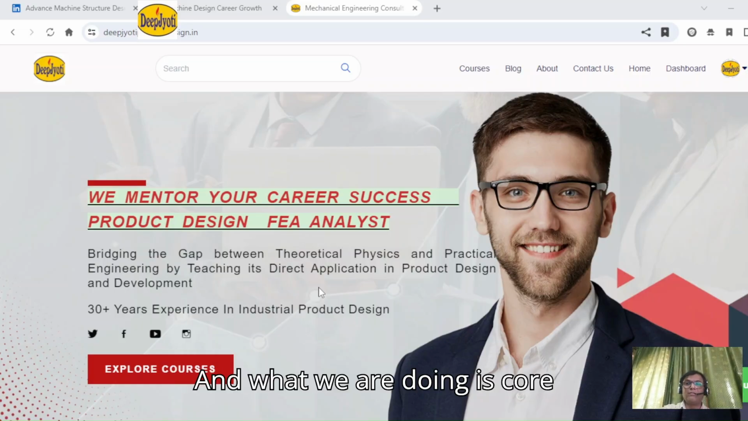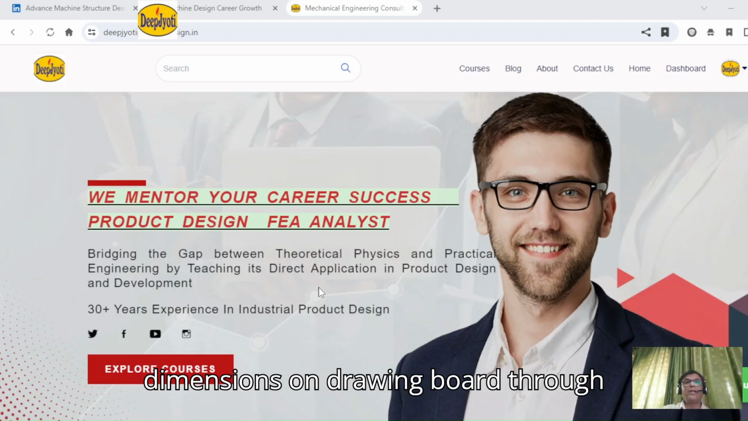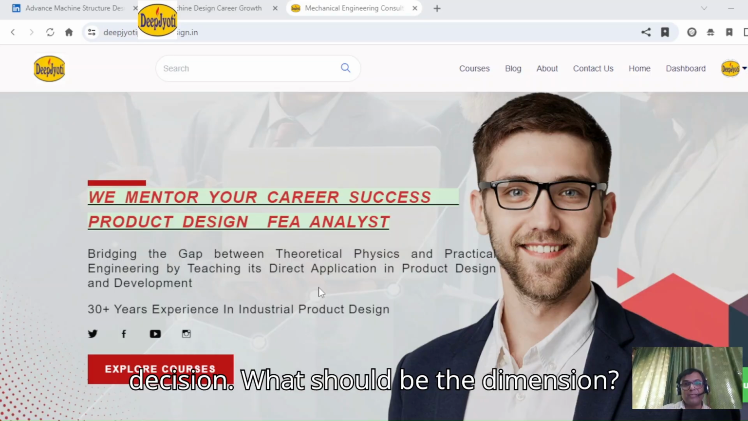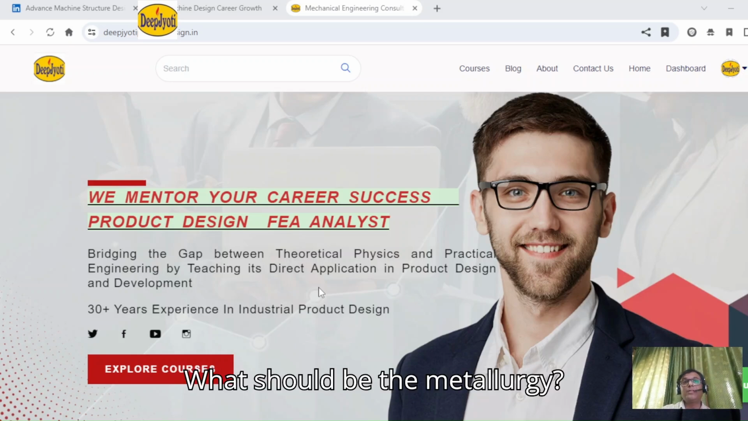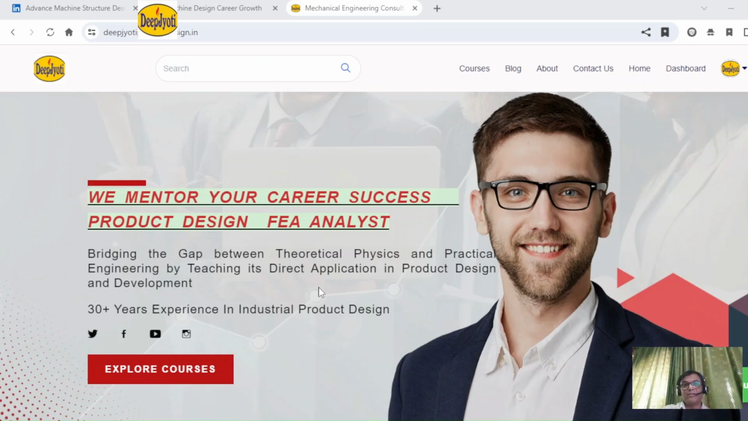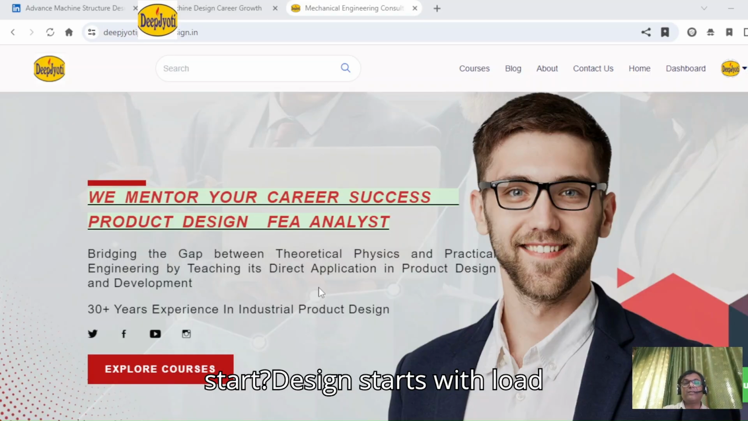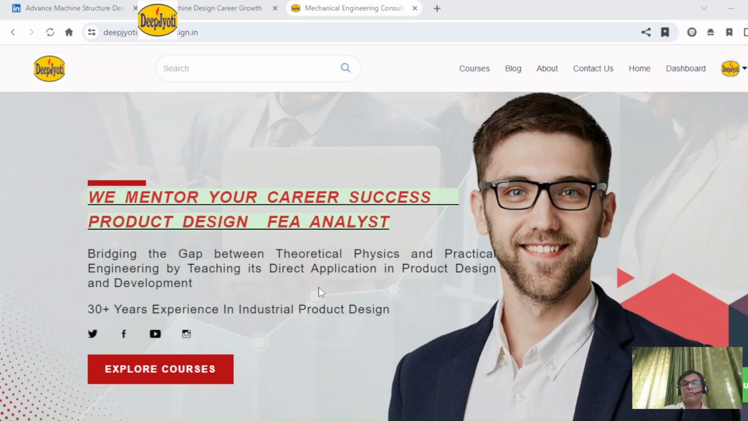And what we are doing is core design. We are not plotting any dimensions on a drawing board through software, right? But we are taking the decision on what should be the dimension, what should be the metallurgy, how stresses are acting. Many design engineers cannot start a design. How can a design start? Design starts with load, either in kgf, pressure, or temperature.